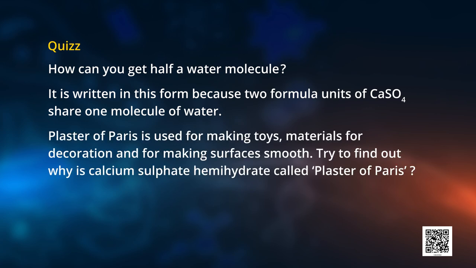So, plaster of Paris is used for making toys, materials for decoration, and for making surfaces smooth. You must have seen its working. Try to find out why calcium sulfate hemihydrate is called plaster of Paris, because I told you that as a little scientist, you should always ask questions. And it is not only in asking questions, you also have to invest some time in finding answers to those questions.